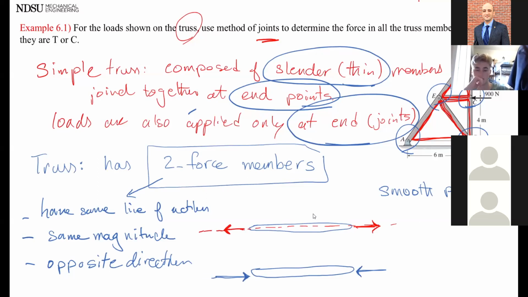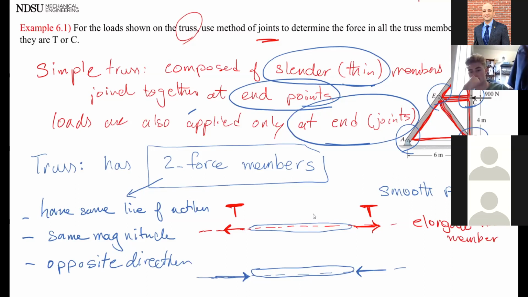Okay. Same line of action, same magnitude, and opposite directions. So what happens in the first case, the red case? This one is what we call a tension. It is trying to elongate the member, right? It's trying to stretch the member, those forces. And as you can see, the forces are going away from the truss, and those are in tension.